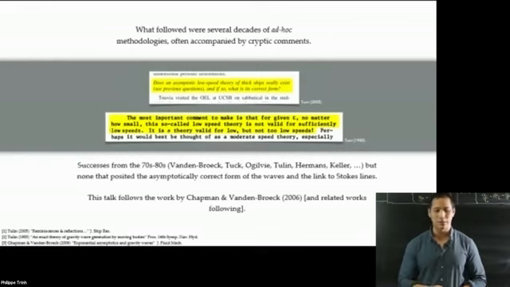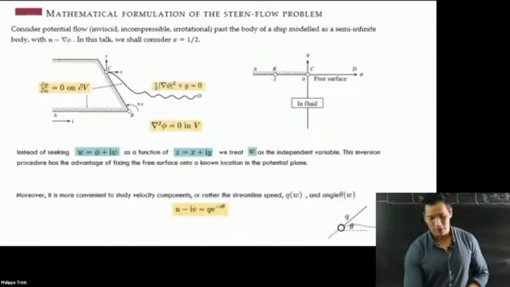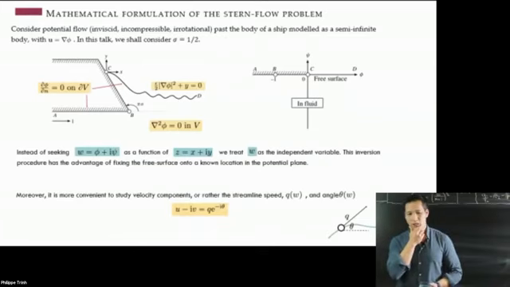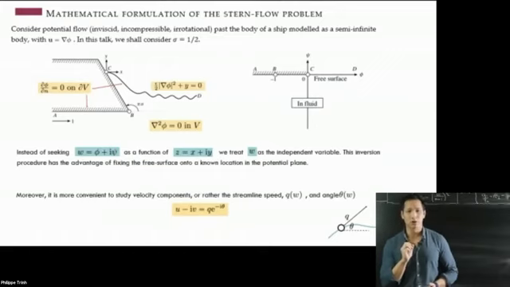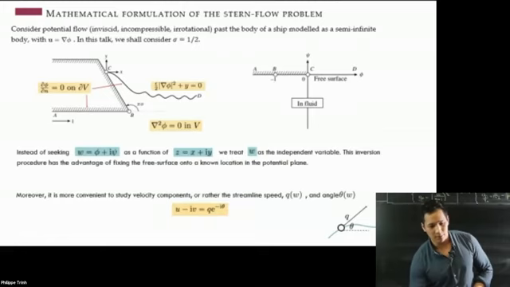So this is what I want to present to you. And this talk is going to follow some of the work by Chapman and Van den Broeck from 2006. Okay, so the situation that we're going to look at is a model problem: two-dimensional potential flow past the body of a ship. The figure on the left here is the rear side of the ship, the stern of the ship, that you've modeled as a semi-infinite body. Okay, and you're interested in trying to find this potential, which relates to the velocity of the flow.